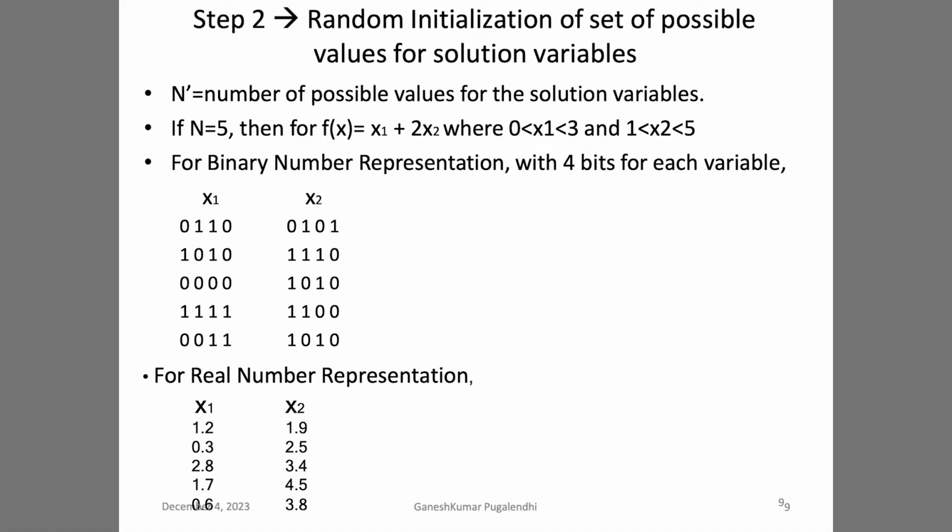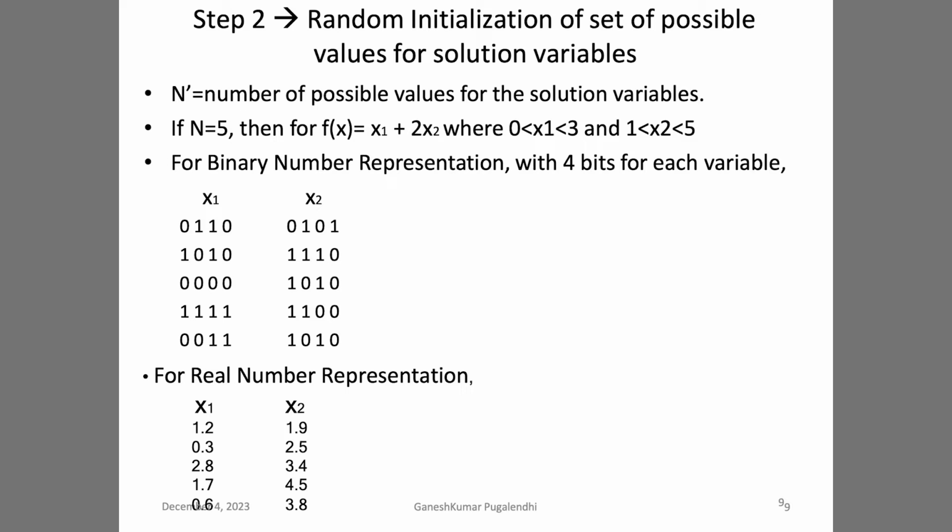What is the next step? If you could see, the next step is random initialization of the set of possible values. Dear student, you should remember that it is not a single value, it is a set of possible values. And how are these set of possible values initialized? It is initialized in a random manner. For how many variables? Set of solution variables.